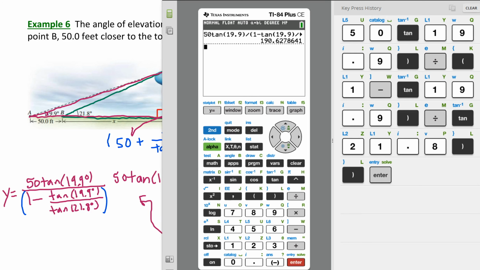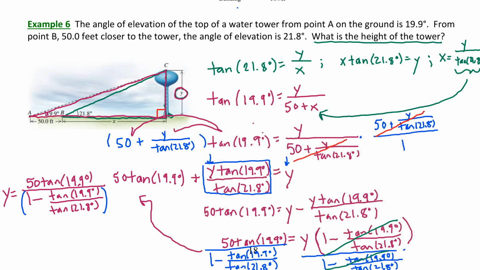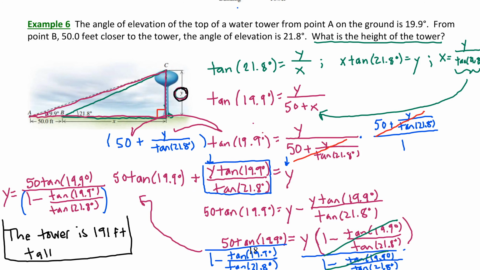190.627. The problem did not indicate the decimal place to which we should round, so let's just round to the nearest foot and call it 191 feet. So, big conclusion, the tower, whose height was given by y, is 191 feet tall. We were able to determine its height without physically having to climb the tower.